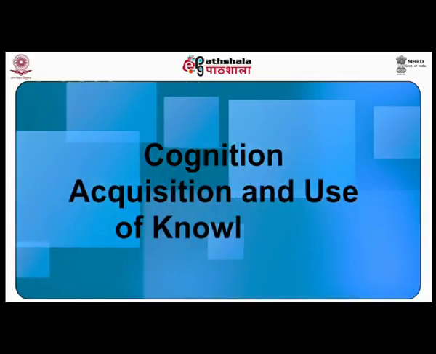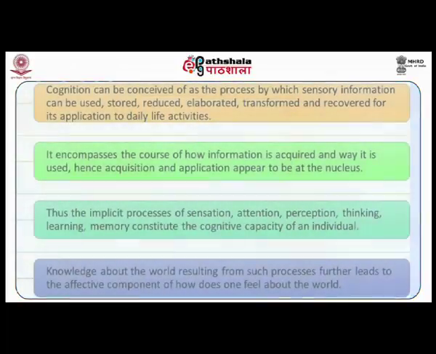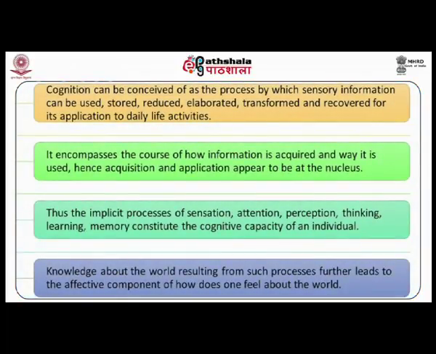Cognition: acquisition and use of knowledge. Cognition can be conceived of as the process by which sensory information can be used, stored, reduced, elaborated, transformed and recovered from its application to daily life activities. It encompasses the course of how information is acquired and the way it is used. Hence, acquisition and application appear to be at the nucleus.